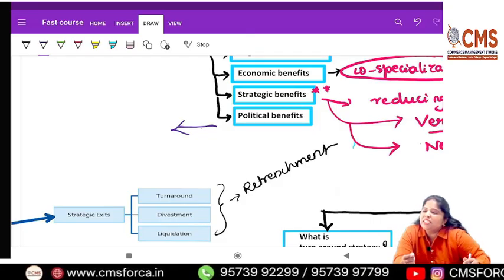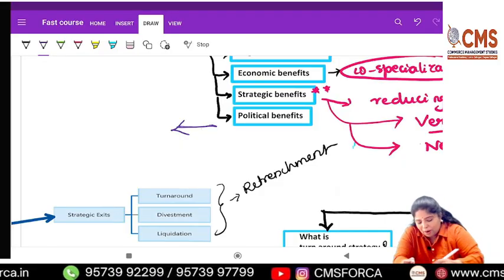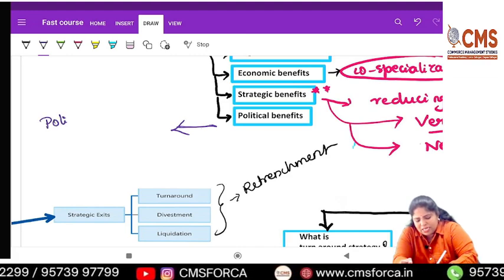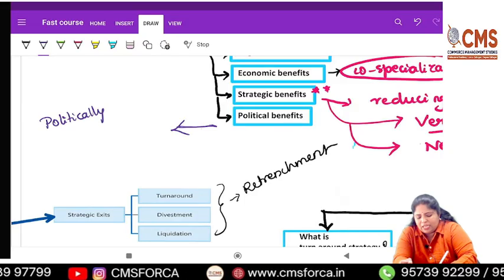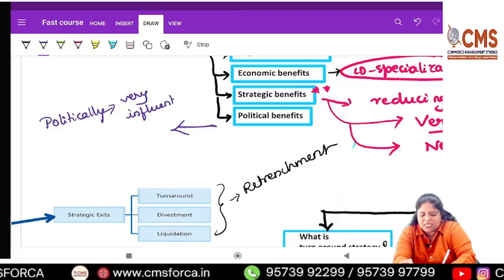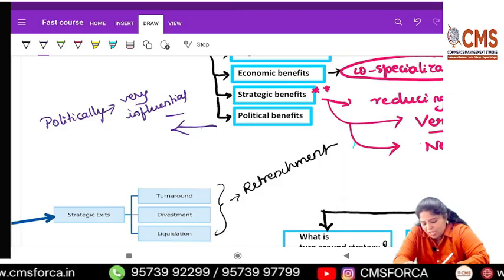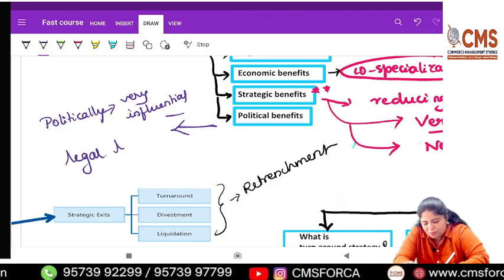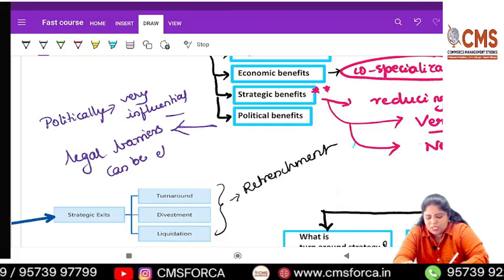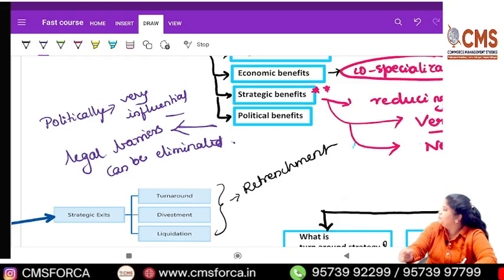So when a strategic alliance is formed, what is the political benefit we are talking about? They will try to ally with any business entity which is politically very influential. If you are allying with a business entity which is already very established and politically very influential, your legal barriers can be eliminated. So this is how we discuss political benefits.